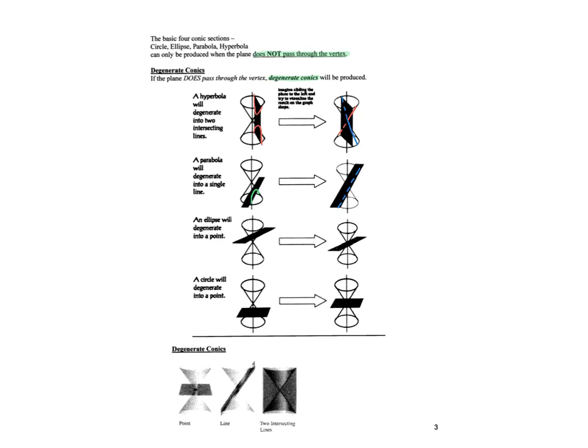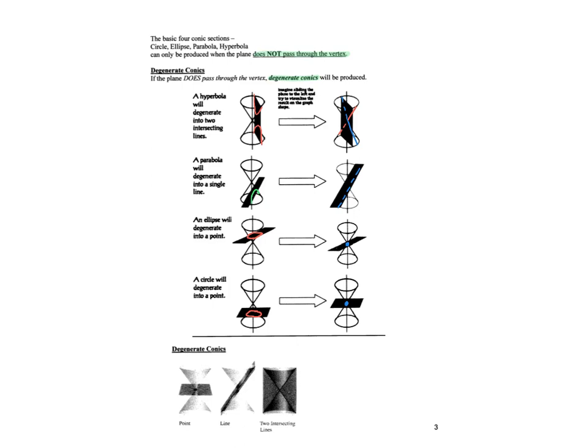For an ellipse and a circle, it's the same for both cases. So here's our ellipse, here's our circle. As we move those planes vertically to eventually hit the vertex, you can see the only point of intersection between the plane and the cone is at the vertex.